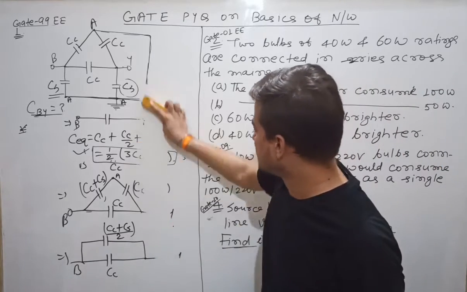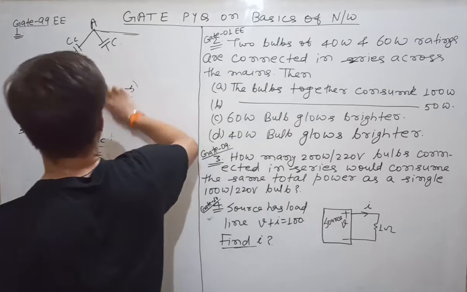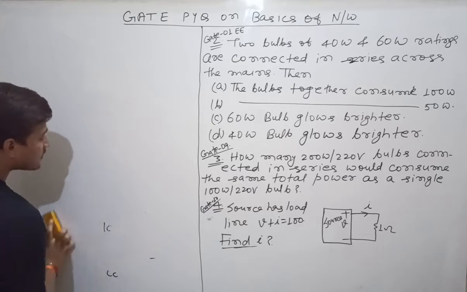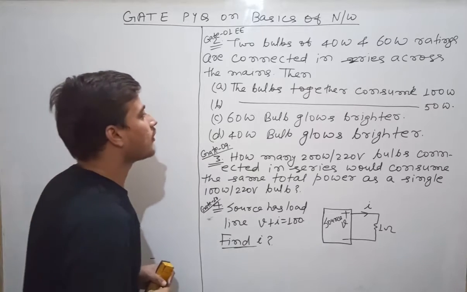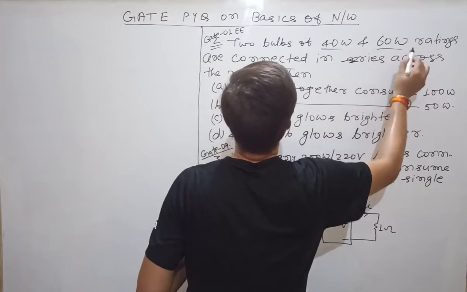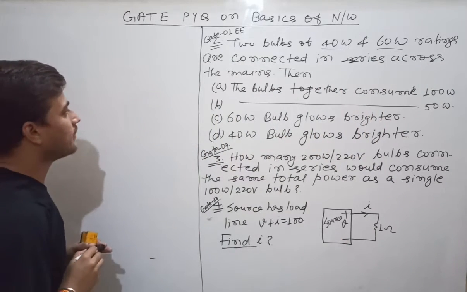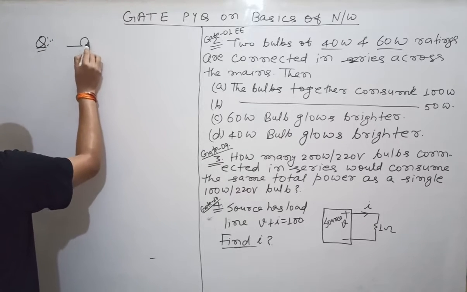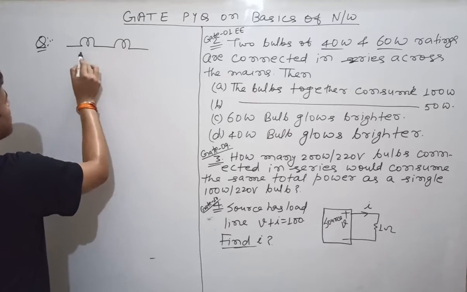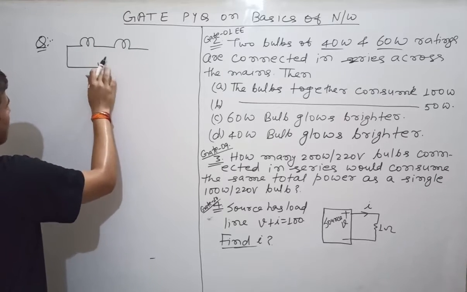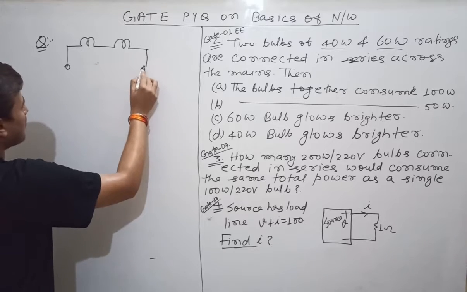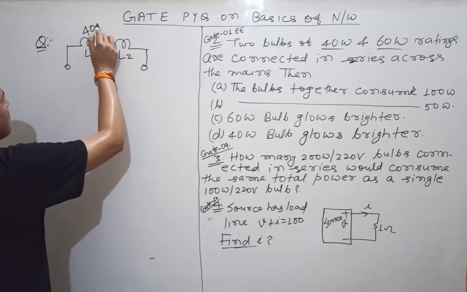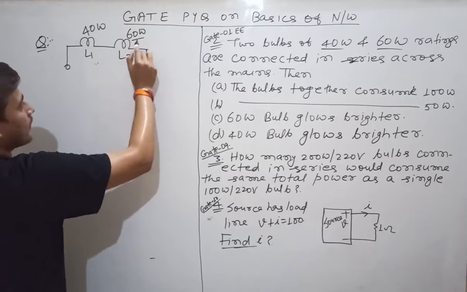Next come to second question that has been asked in GATE 2001 electrical engineering. So see the question. It is given that two bulbs of 40 watt and 60 watt ratings are connected in series across the mains. You are having two bulbs connected in series across the main supply. Clear? This is L1, this is L2. It is of 40 watt. Its rating is 60 watt.